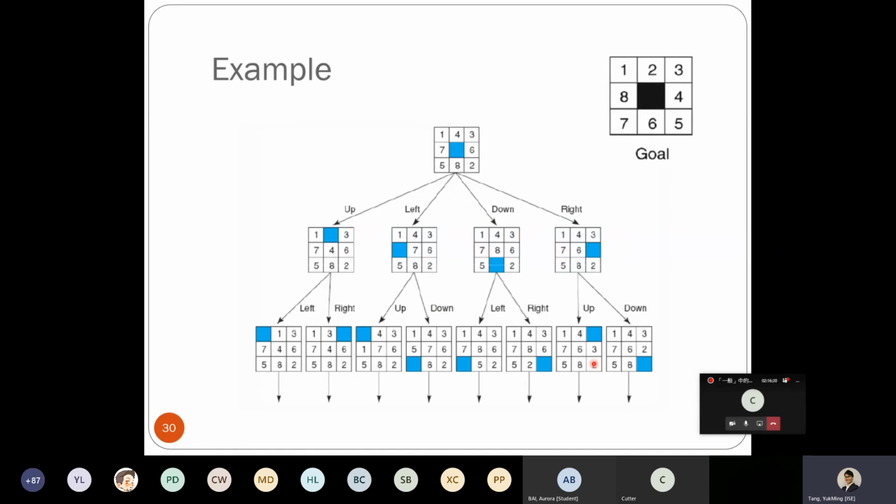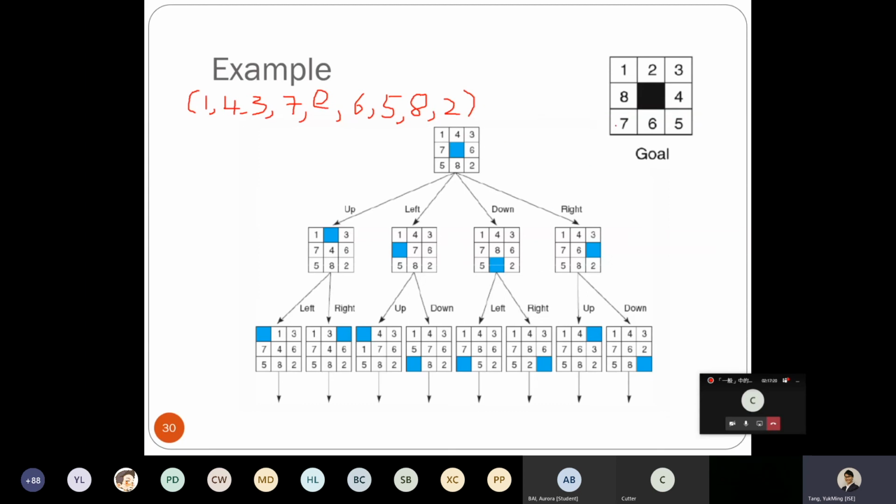Let's take a look at an example. This is the initial state, and this is the goal state. We want to achieve this answer, 1, 2, 3, 4, 5, 6, 7, 8, and the initial state is 1, 4, 3, 6, 2, 8, 5, 7. We can represent this question using the state space representation. The initial state is 1, 4, 3, 7, then empty, where E means this one is empty, then 6, 5, 8, and 2. This is the initial state.